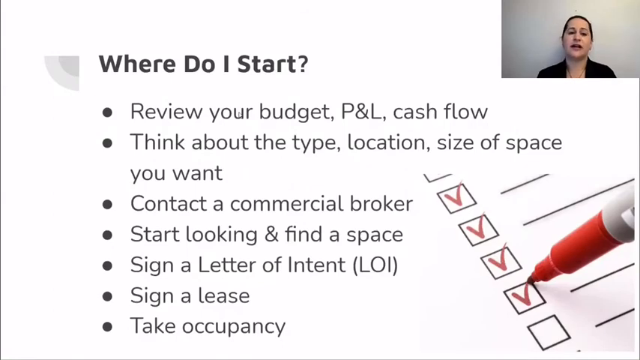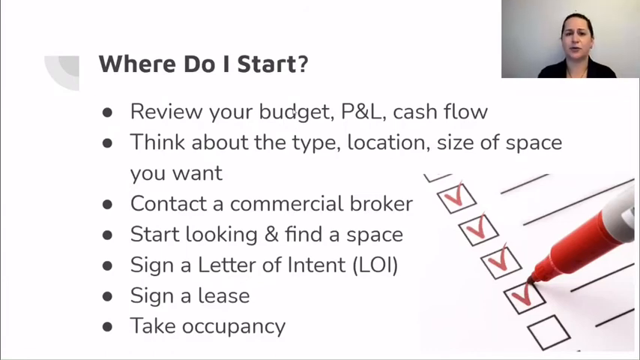So where do I start? How do I get started? You want to make sure you understand what your budget is. You want to make sure you understand your cash flow. Can you afford to go out and lease space? You want to think about the type, the location. Where do you want to be? How much space do you need? If you're going to sign a longer term lease, you want to make sure you have enough space to expand.